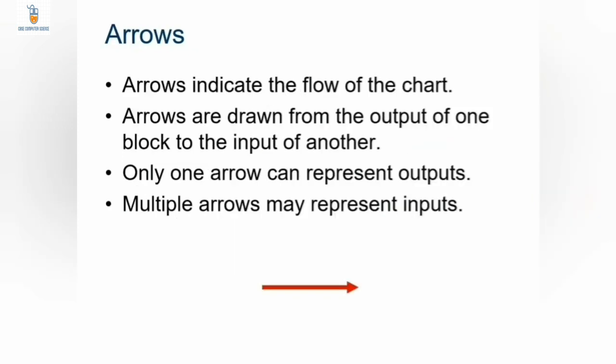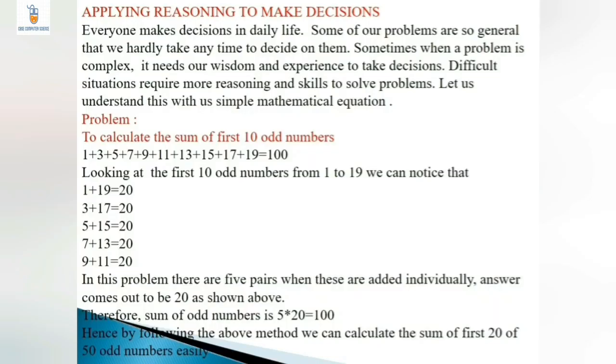Next symbol used in a flow chart is the arrow. Arrows indicate the flow of the chart. Arrows are drawn from the output of one block to the input of another. Only one arrow is used to indicate the flow. So when we are drawing arrow from top to bottom, it indicates the flow from top to bottom.